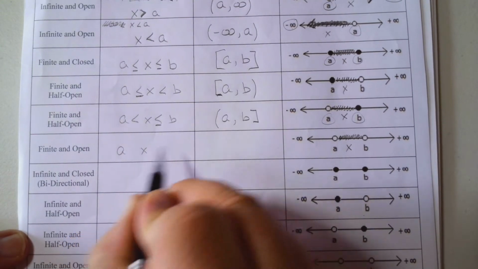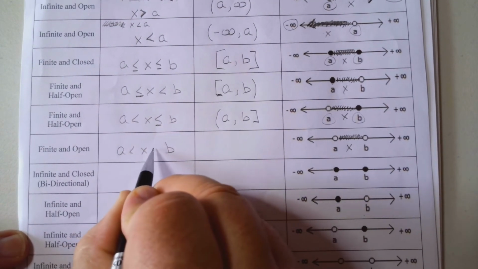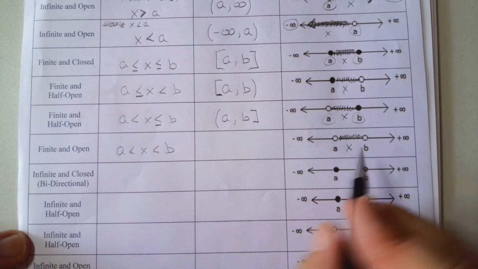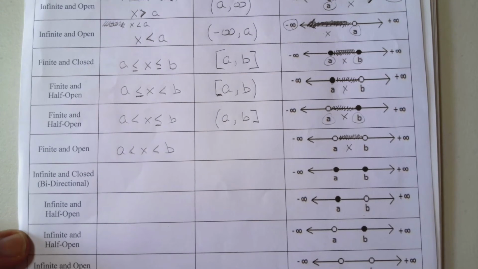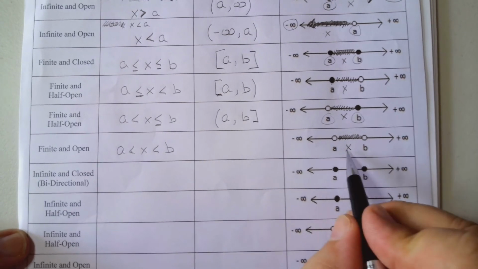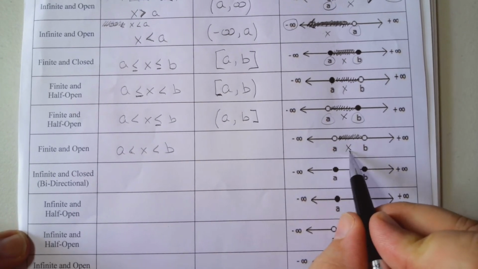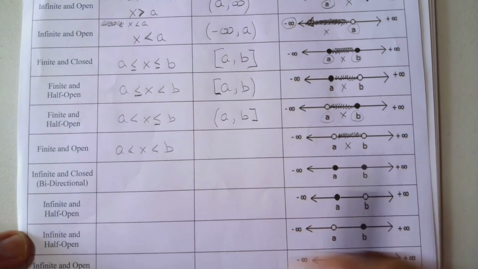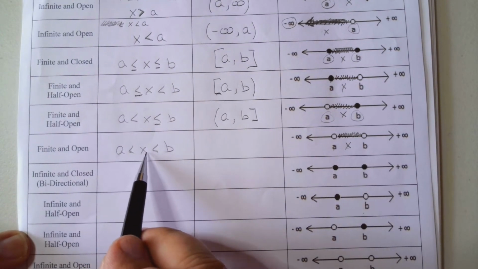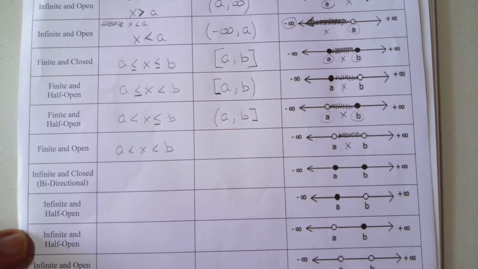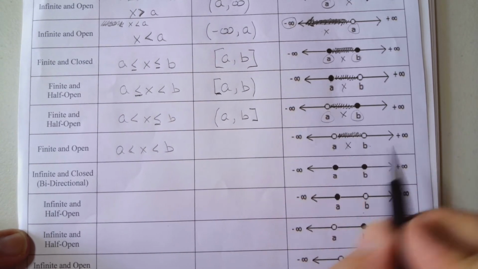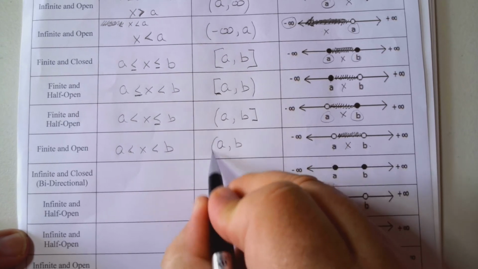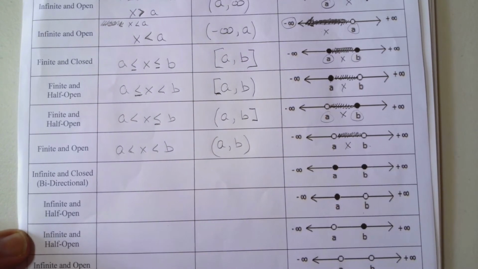A, X, B, less than. And they're both open, so there's no line underneath it. Just think about it. This one says A is less than X, X is less than B. Less than is left. Look at our endpoints, A, B. I can't use either of them. So there.